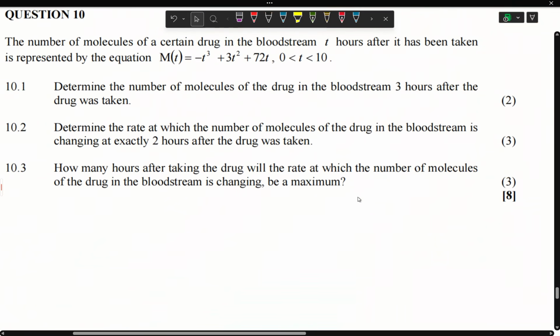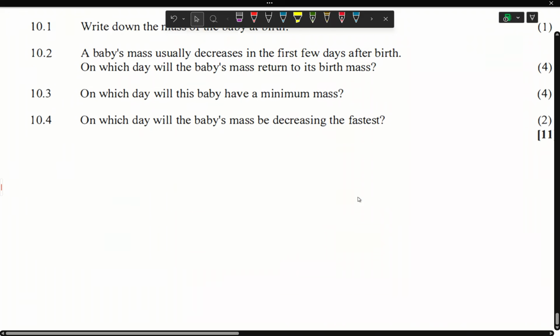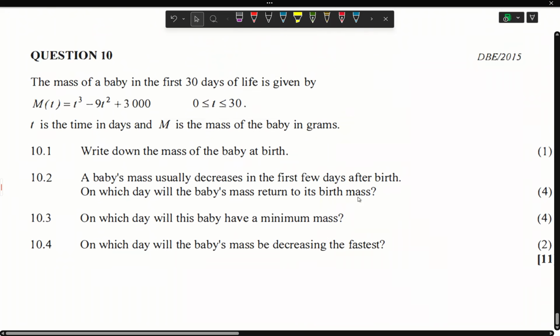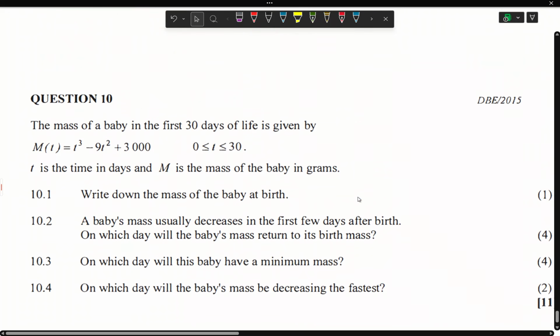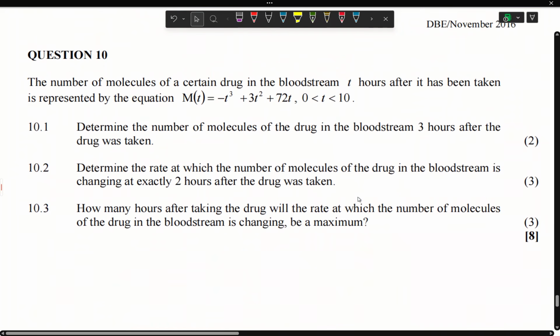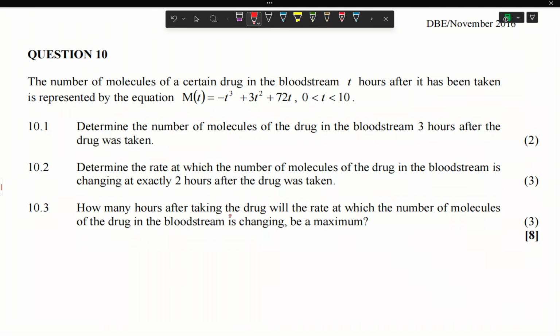So guys, let me see how many questions we are left with. Oh, just two questions. I can complete this, right? I can complete this. Let me just be fast.